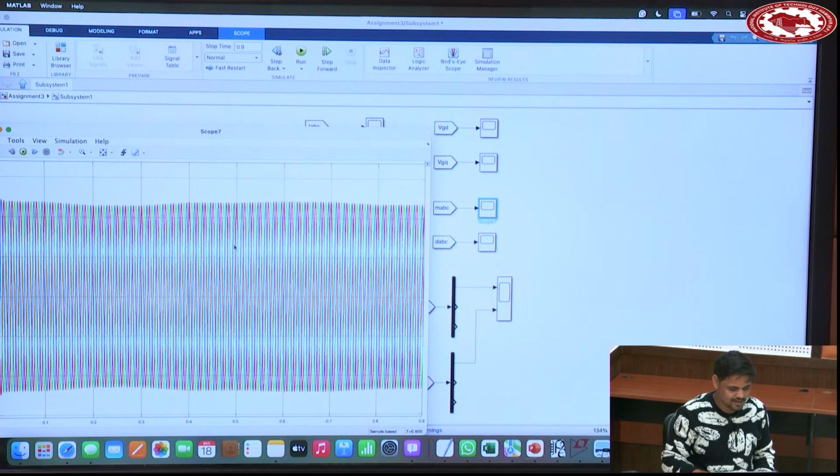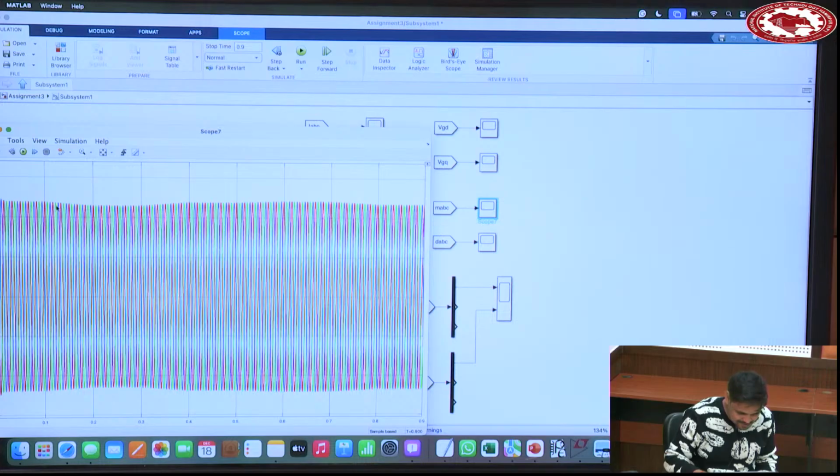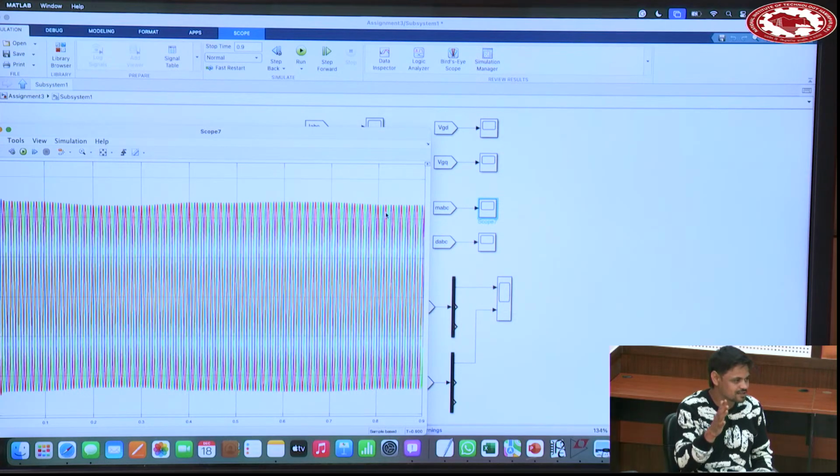This is the modulation index. You can see that for 0.1 it is constant, then it is slanted, decreasing, then again constant, then increasing, then constant, then the slope is there. Whenever there is a change in the power reference, it is reflected in the modulation index. Sometimes the modulation index is exceeding 1. What is the reason for that?